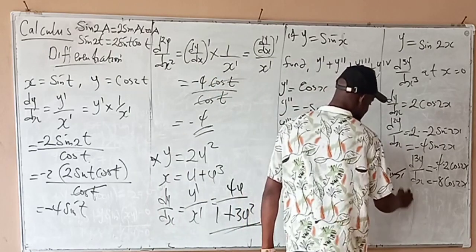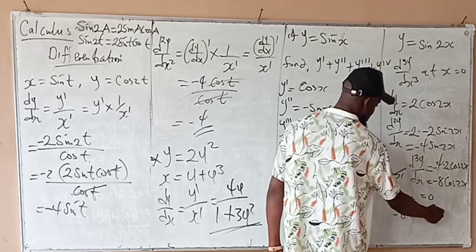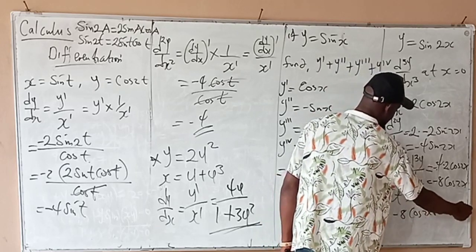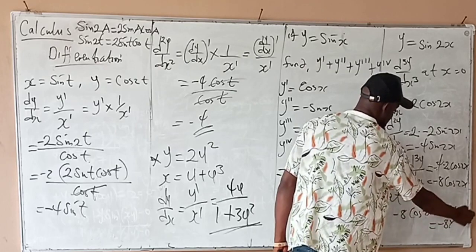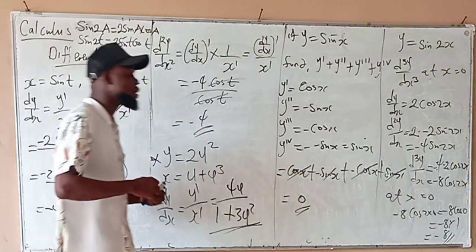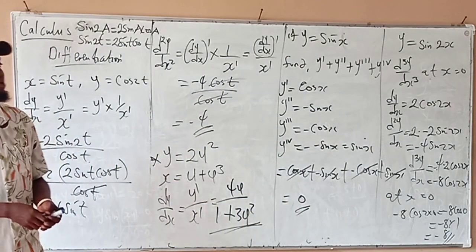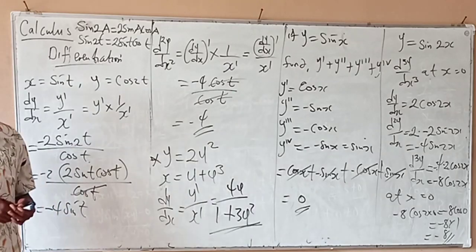So at x equal to 0, let's put 0 in: minus 8 cos 2 times 0. That will be minus 8 cos 0. What is cos 0? Cos 0 is 1. That will give us minus 8. The answer to that one is not 0. Don't think all the answers will always be 0. It's not always that possible.